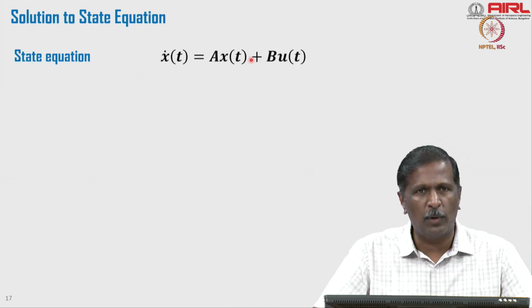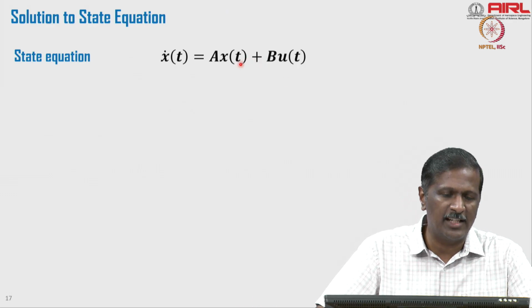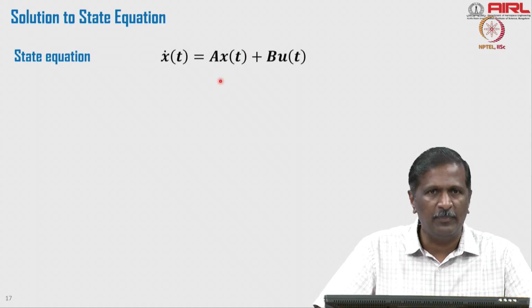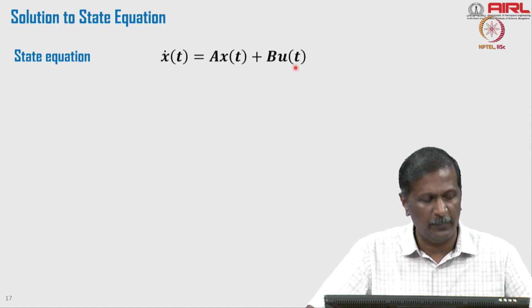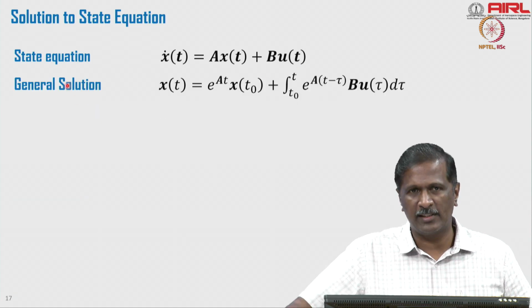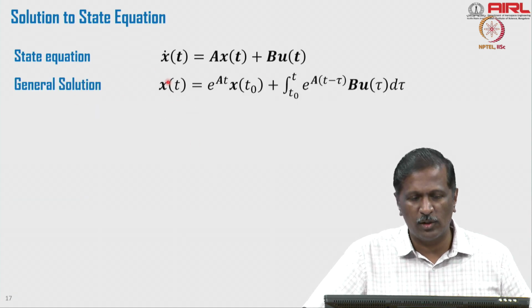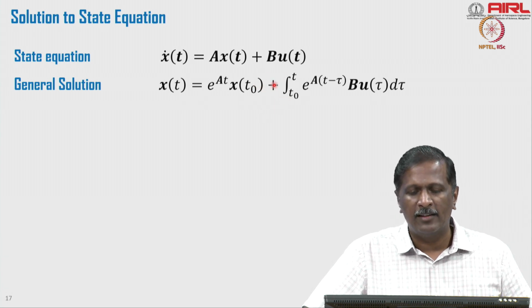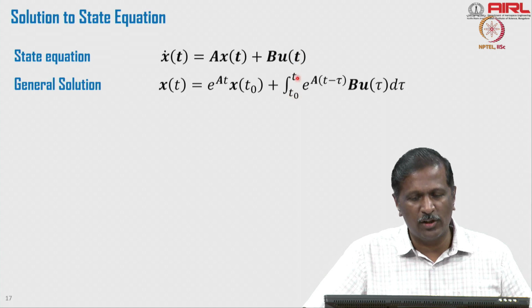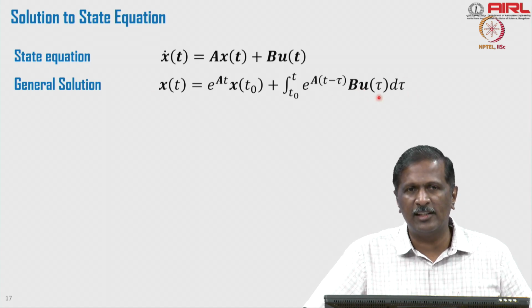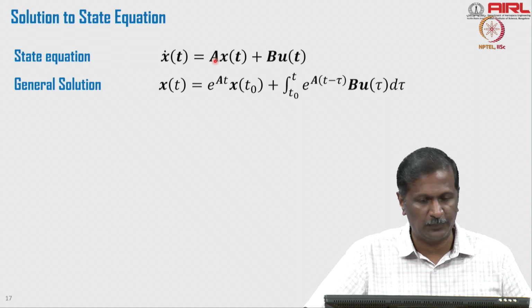Now another important concept is the solution to the state space equation. X dot of t is Ax of t plus Bu of t. Right? What does the general solution look like? If I am trying to get the solution, x of t is e power At into x of t naught, where t naught is the initial time t0, plus the integral from t0 to t of e power A(t minus tau) B u of tau d tau. That's my general solution for state space representation.